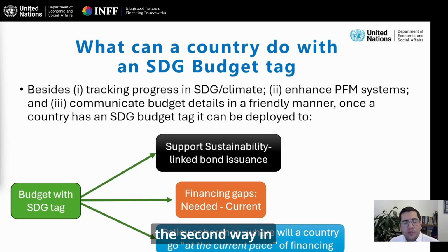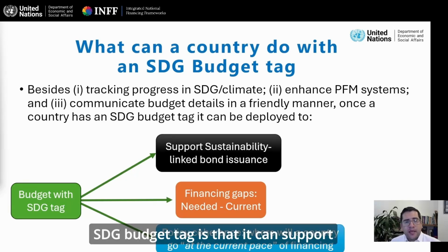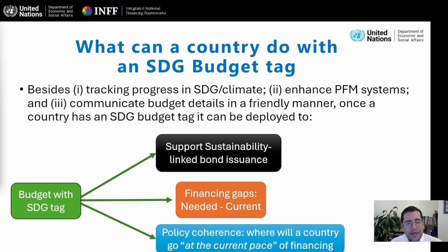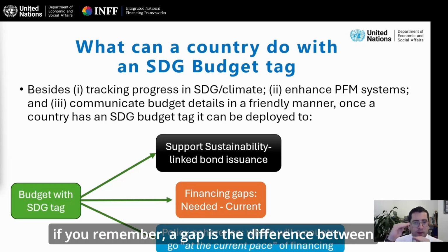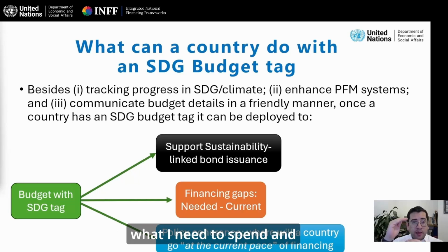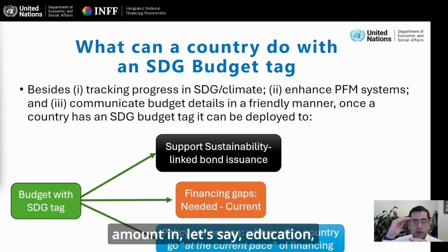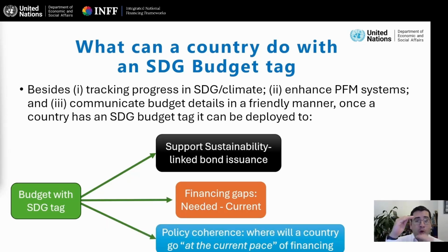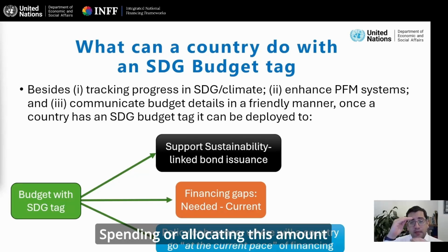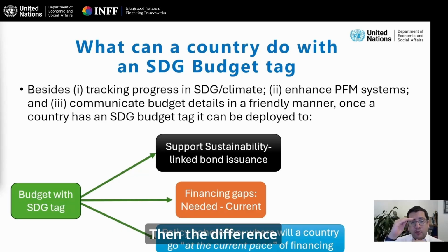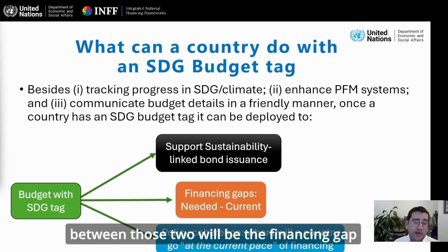The second way in which a country can use an SDG budget tag is that it can support the calculation of financing gaps. If you remember, a gap is the difference between what I want to spend or what I need to spend and what I'm currently spending, right? At the national level, it also happens that way. If I have a need as a country to spend X percentage of the budget or X amount in, let's say, education, but I'm only spending or allocating this current amount, then the difference between those two will be the financing gap.